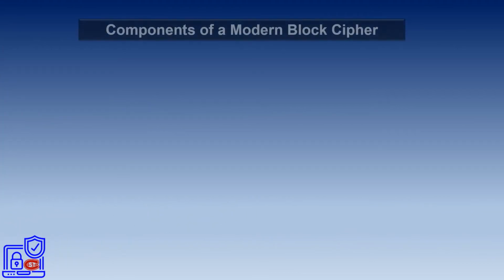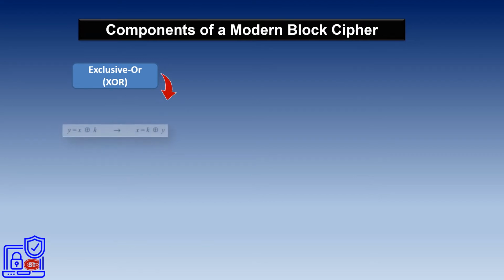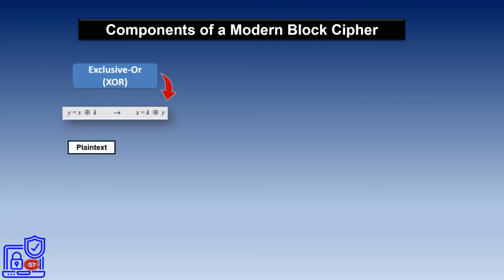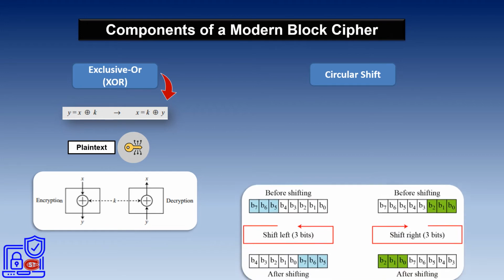Exclusive OR compares 2 input bits and generates 1 output bit. The encryption algorithm is based on applying an exclusive OR mask using plain text and a key. Using the same key on the ciphertext outputs the original plain text. Another component found in some modern block ciphers is the circular shift operation. The figure shows the circular shifting of an 8-bit word to the left or right.